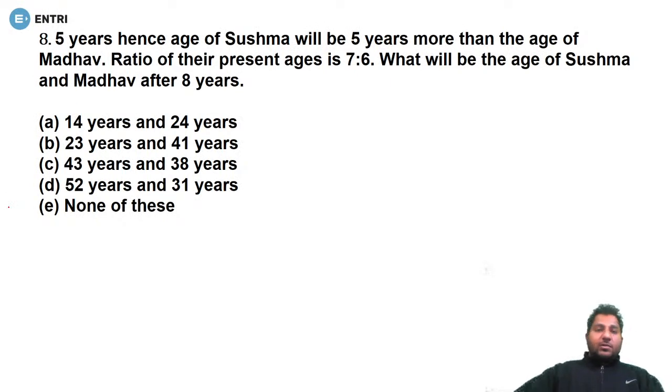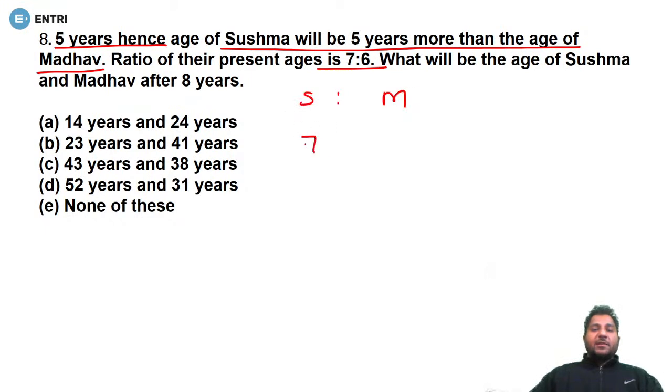These are also questions on age. Look at this. 5 years hence, the age of Sushma will be 5 years more than the age of Madhav. The ratio of their present ages, that means the ratio of Sushma and Madhav's present age is 7 to 6. What will be the age of Sushma and Madhav after 8 years? Now tell me who is going to solve this one.